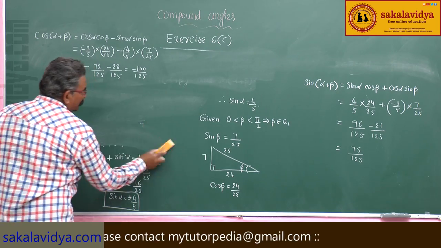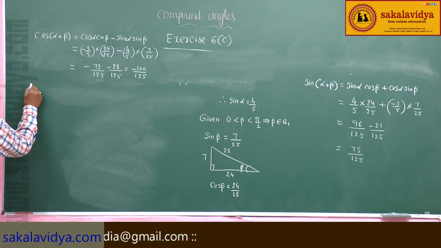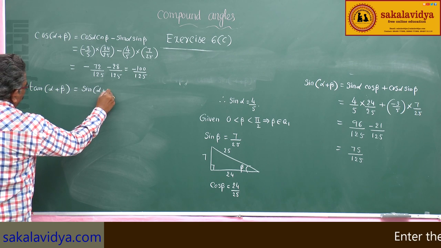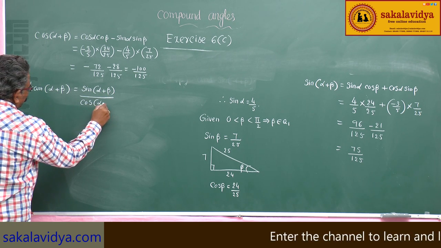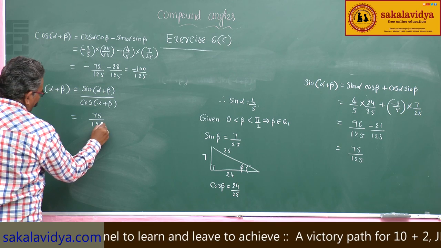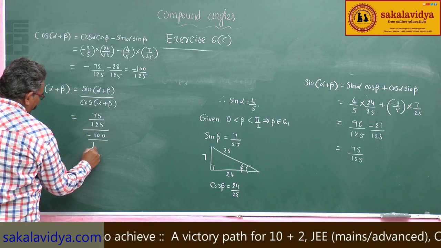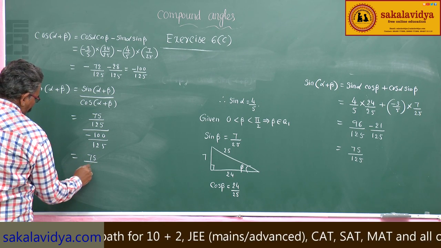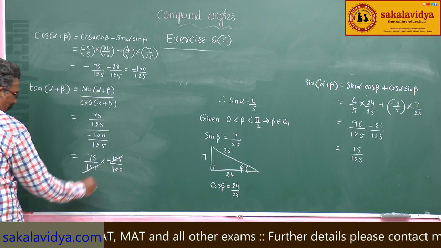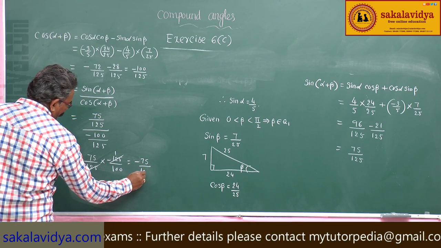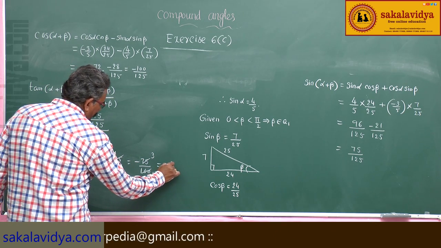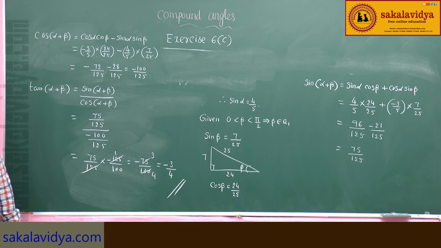Now, we have to find out tan alpha plus beta. So, tan alpha plus beta can be written as sin of alpha plus beta by cos of alpha plus beta, whereas sin alpha plus beta is 75 by 125 by minus 100 by 125. This 75 by 125 into minus 125 by 100, this cancels, we have minus 75 by 100. 25 threes are 75, 25 fours are 100. So, minus 3 by 4. Hence, the problem has been solved.